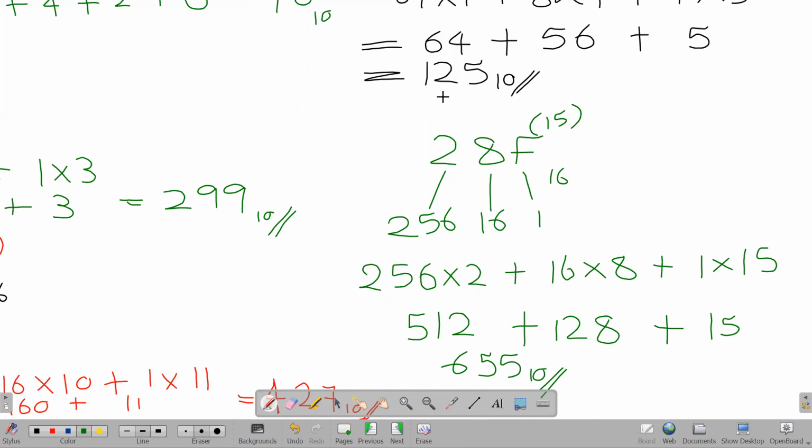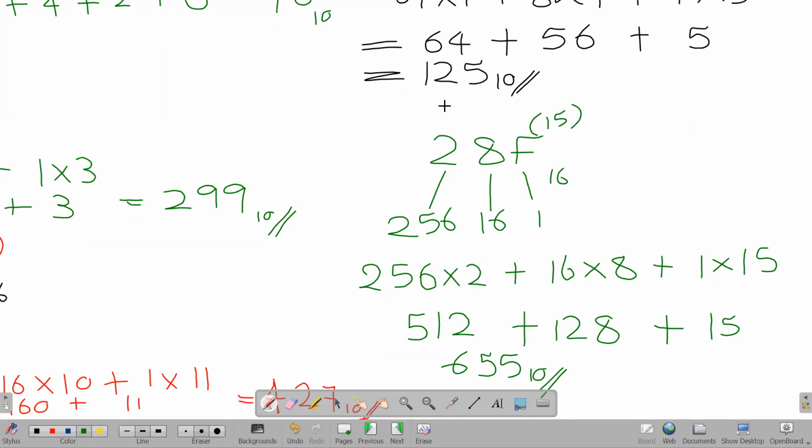Okay, so people, are we clear with this? Any doubts regarding this particular conversion? No doubts, sir. Clear, sir. Crystal clear. Great, great, great.